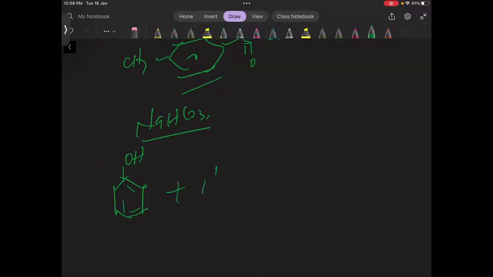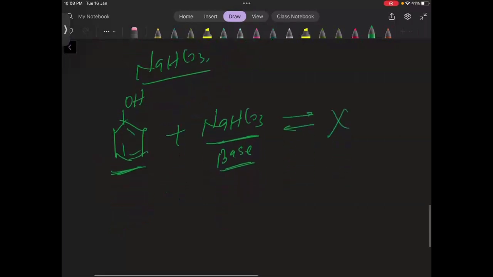So when we talk about sodium bicarbonate, as you know, sodium bicarbonate is a base. So it is a weak acid and sodium bicarbonate is a base. Weak acid means a little bit basic and sodium bicarbonate is a base. So how will the reaction be possible? Therefore, that reaction is not possible.